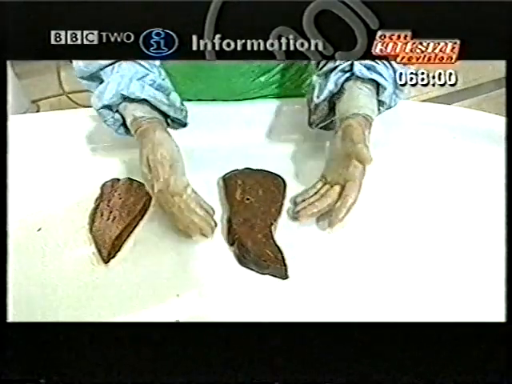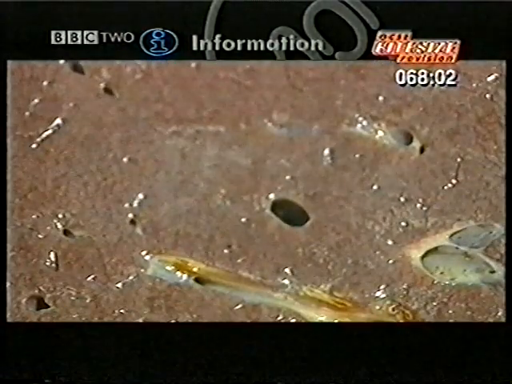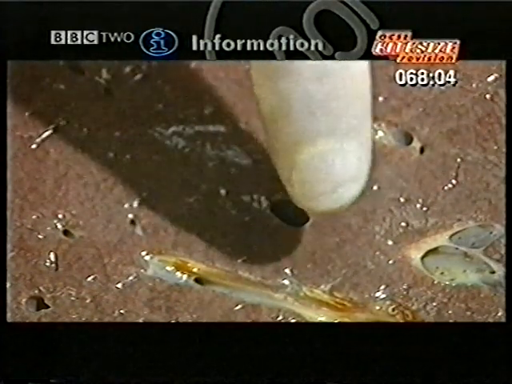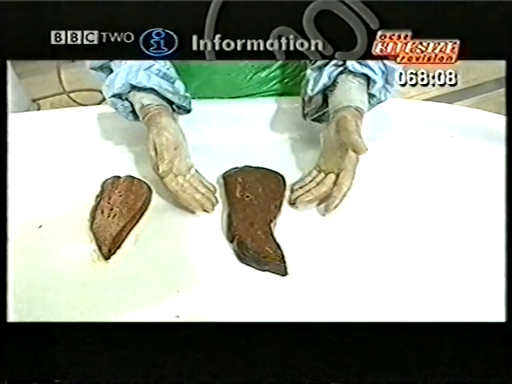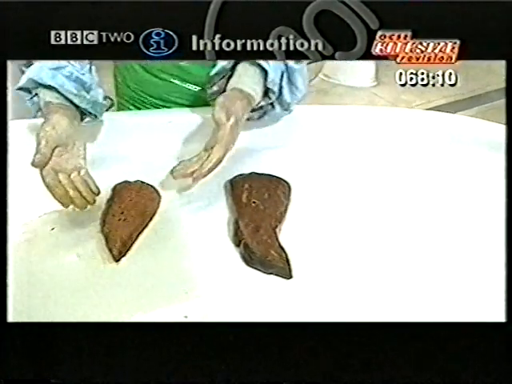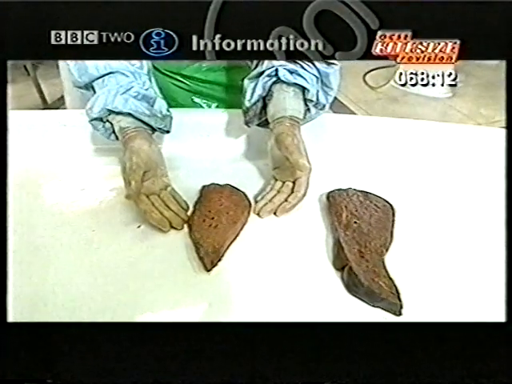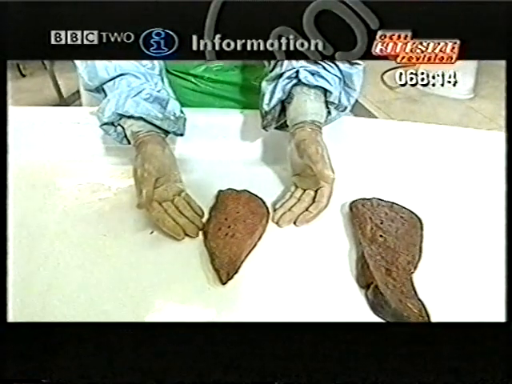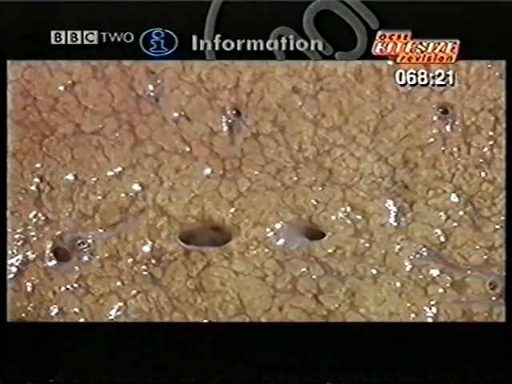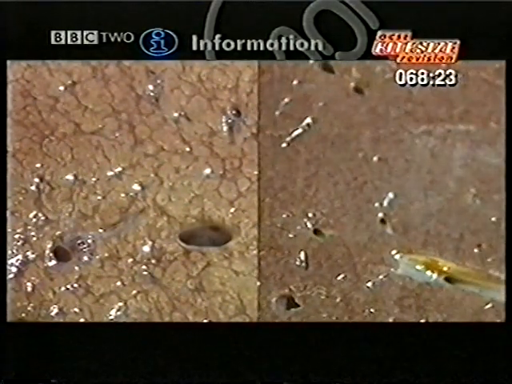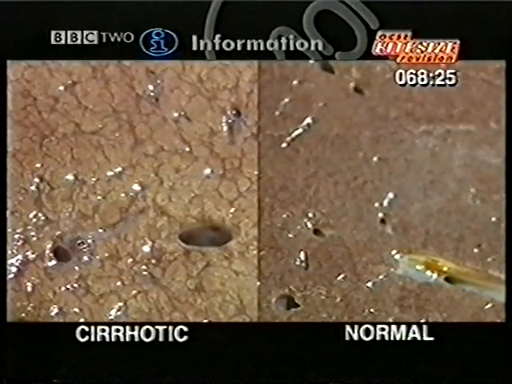This is a slice of a normal liver. It has an even brown surface, a regular pattern of blood vessels, and a uniform structure. This slice of liver is from a patient with cirrhosis. Cirrhosis is a condition that can affect those who drink alcohol to excess, and you can see the difference clearly on the surface of the gland.